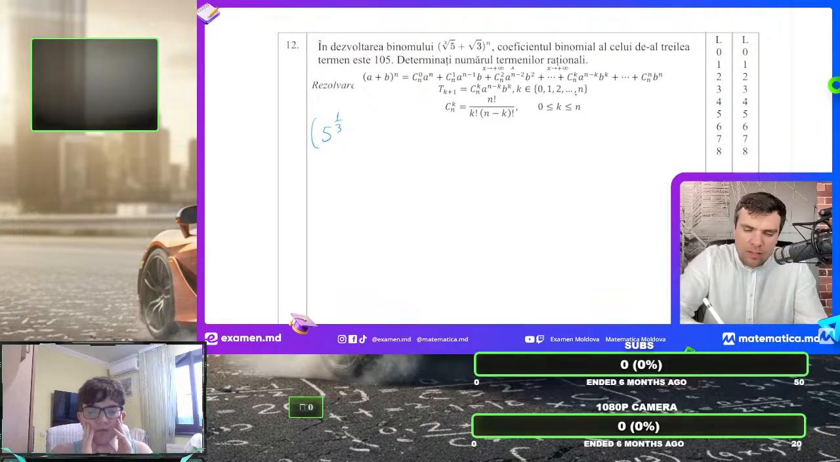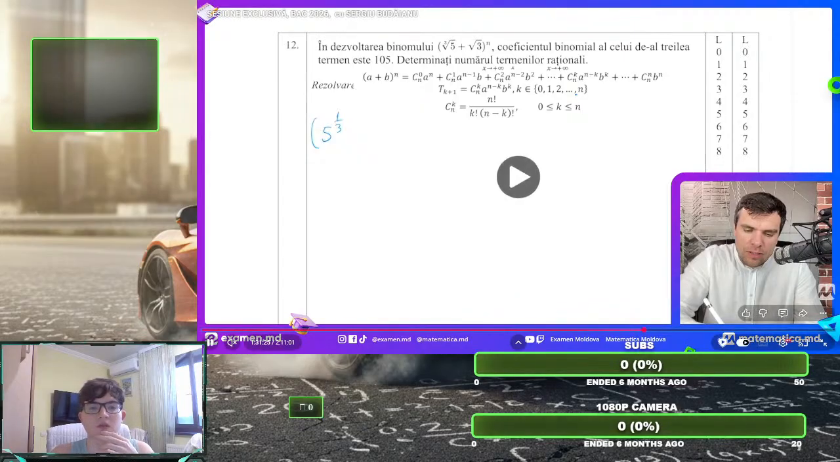Now, what can we do? Well, it says here the binomial coefficient of a third term is 105. So what's the binomial coefficient? It is the C. So we just write down the C of that equal to 105, and we have n. And then we will basically find out the k, which indicates the number of terms. So that's it, I think.